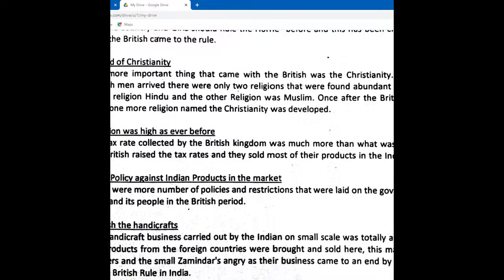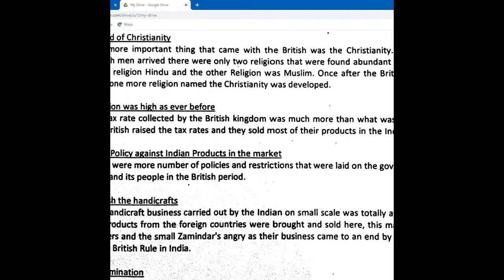Taxation was high as ever before. Okay, so it's up to you to analyze these reasons as successes and failures. People might say that the introduction of Christianity was a success. Obviously, the introduction of another faith brought a different style of lifestyle. People got to learn a lot of things from this culture. Intercultural growth was on the rise, but at the same time, it could be termed a failure as well.